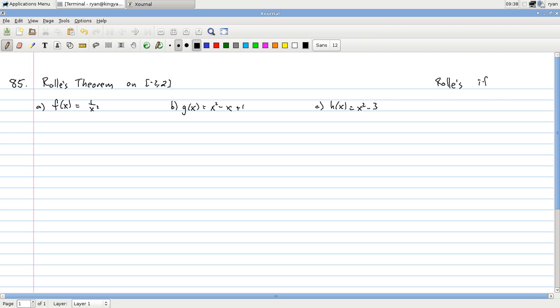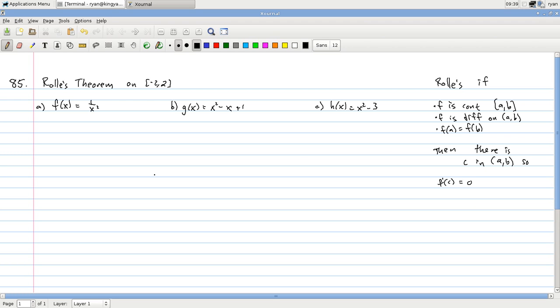says that if, first, f is continuous on the interval a to b, and f is differentiable on the open interval a to b, and the function evaluated at the endpoints agree, so f of a equals f of b, then we can find some number c in the open interval a to b so that f prime of c equals 0.